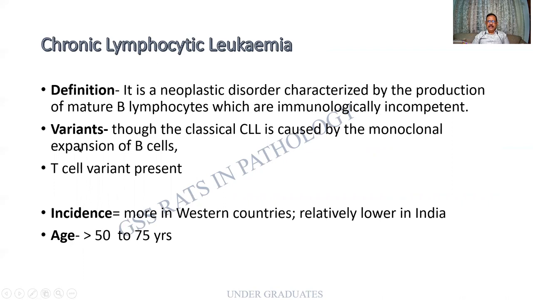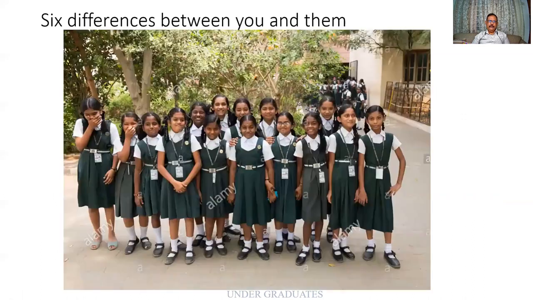The variants can be mainly the B cells, but sometimes you can get a T cell variant of it. Incidence, they say mostly in the Western countries, but nowadays it is commonly seen in India as well. And the age is definitely beyond 50 years. Don't say it is a 25-year-old male and then call it a chronic lymphocytic leukemia. Highly unlikely. It is a disease of old age, and people say that you die with the disease rather than of the disease.